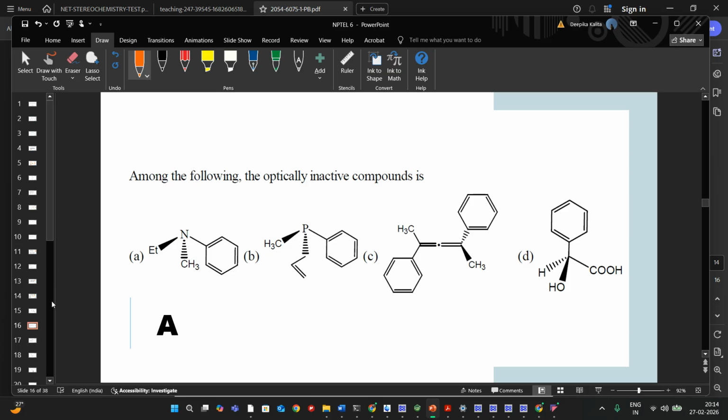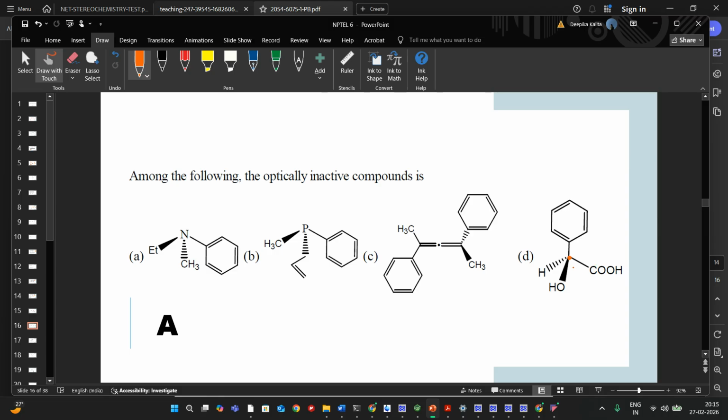So in the next question, among the following, the optically inactive compound is, at first we are given an amine and one phosphine and one allene and then this hydroxycarboxylic acid. So out of these four, let us first rule out one by one.